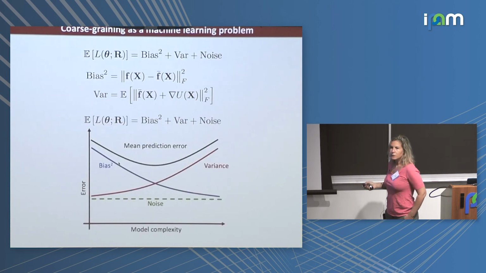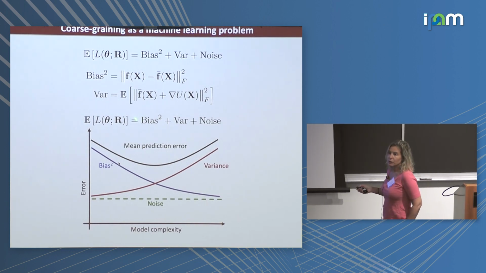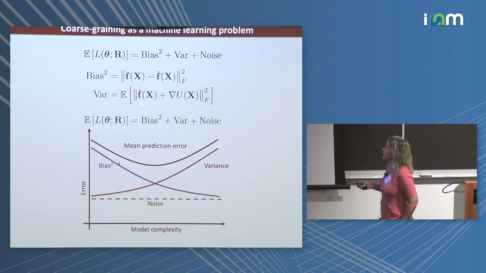Question? Yes. What is theta? These are the parameters of the model, the parameters of the network. In general, you can have whatever parameters you want in the functional form of the coarse-grained potential. In this case, the potential is approximated by a neural network, so theta are the parameters of the network.